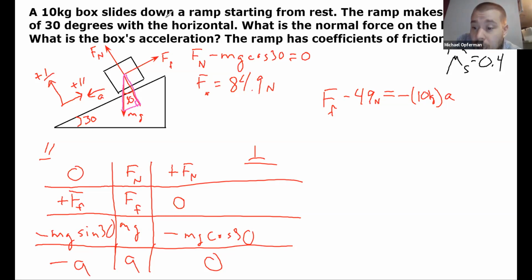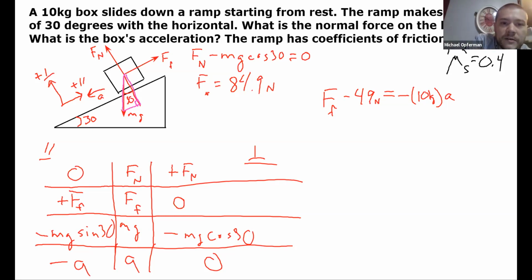Okay, now, at this point, I need to make an assumption about whether friction is static or kinetic. If I assume friction is static, I can plug in A equals 0, but I don't plug anything in for the friction force. If I assume kinetic, the A stays in there, but I can plug in for the friction force. So I want to assume static.